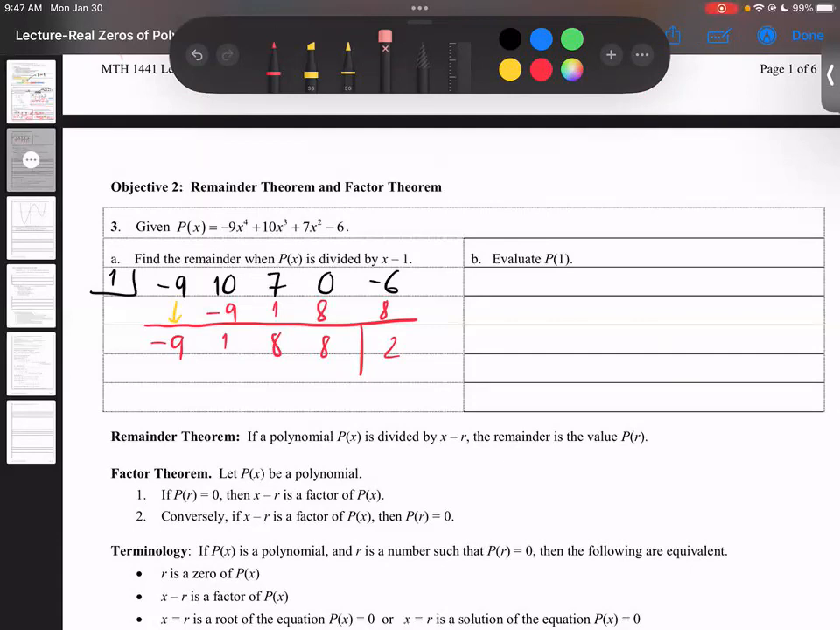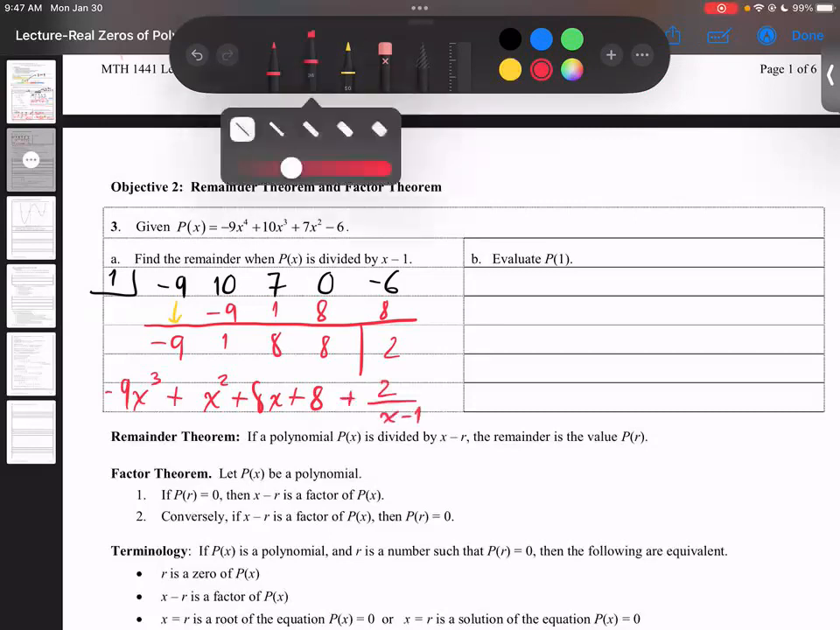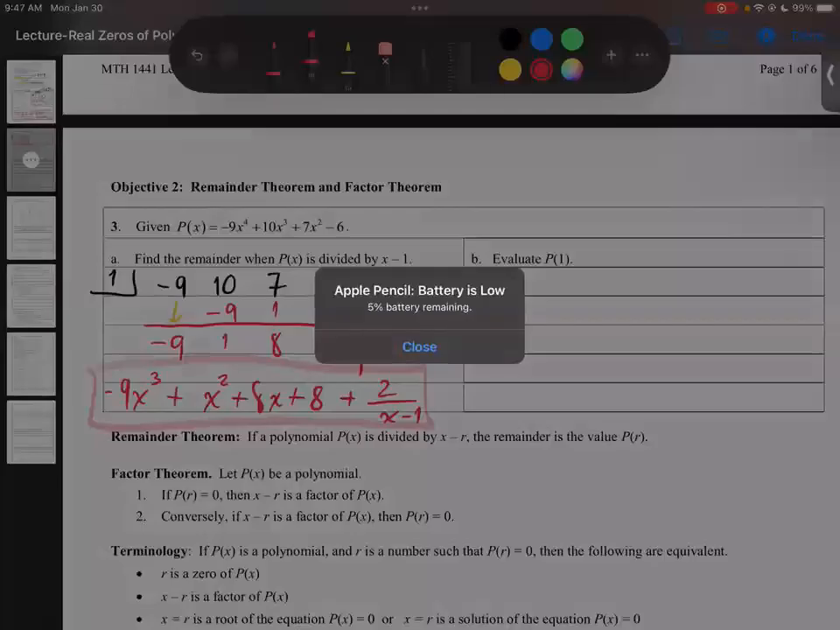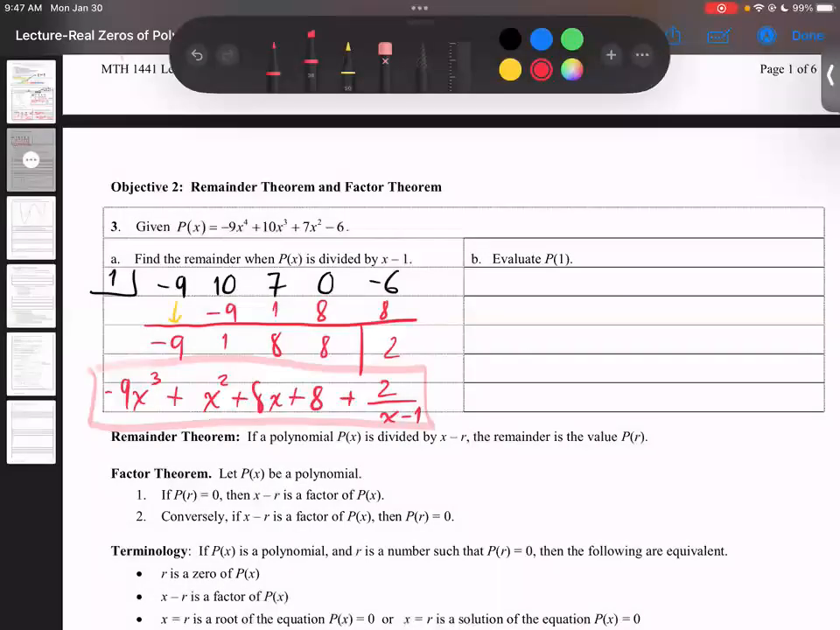So I have 8, 8, and then 8x, I always do it from right to left, and then 1x squared, and then -9x cubed, plus 2 over x minus 1. Does anyone have a question about why I'm writing like this? Okay, good. For part B, I want to evaluate. Did I make a mistake again? Let me double check: -9, 10, 7, 0, -6, then -9, 1, 1, 8, 8, 8, 8.